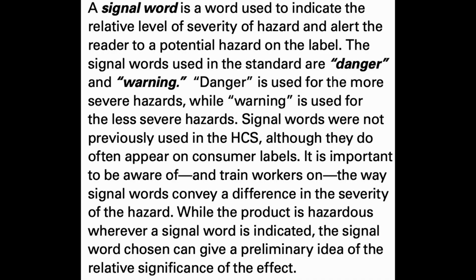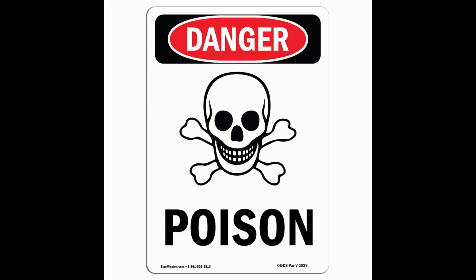Second, a signal word is a word used to indicate the relative level of severity of hazard and alert the reader to a potential hazard on the label. The signal words used in the standard are danger and warning. Danger is used for the more severe hazards, while warning is used for the less severe hazards.